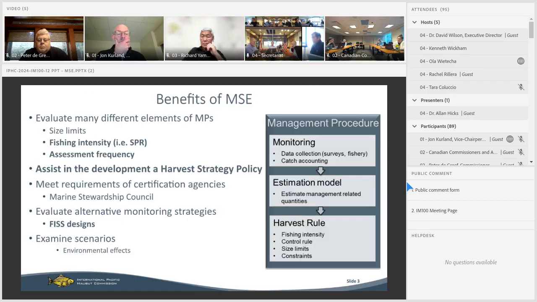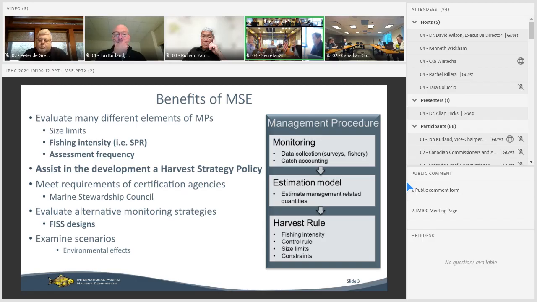So the benefits of management strategy evaluation, there are a lot of benefits and a lot of uses of this type of process. We can evaluate different elements of MPs, and today we're going to evaluate fishing intensity and assessment frequency. It can assist in the development of a harvest strategy policy, and that's certainly what the MSE is doing. And I see the harvest strategy policy as sort of a really good milestone of all the work that we've been doing for over 10 years now.